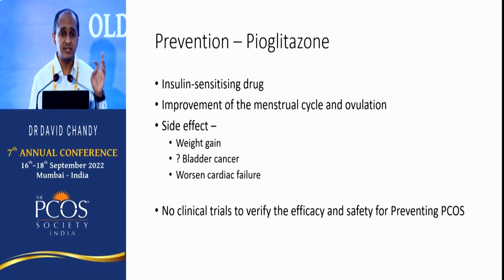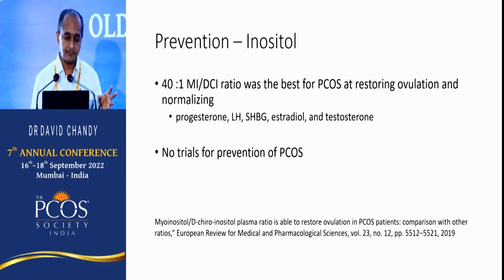Another drug that works on insulin resistance is pioglitazone. It's an insulin sensitizer. It improves menstrual cycle and ovulation, but the side effects are weight gain. It can rarely be associated with bladder cancer. It can worsen cardiac failure. There are no clinical trials to verify the efficacy or the safety of PCOS prevention in young children. Inositol, as we will be discussing in the next 2 days, has a lot of data in PCOS per se, but no trials have looked at it for prevention of PCOS.